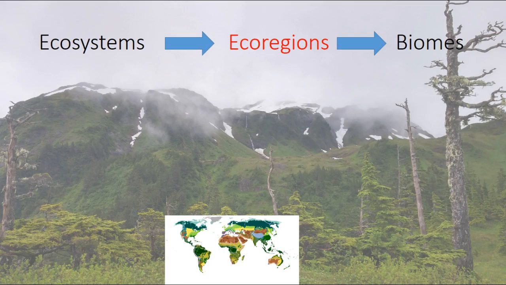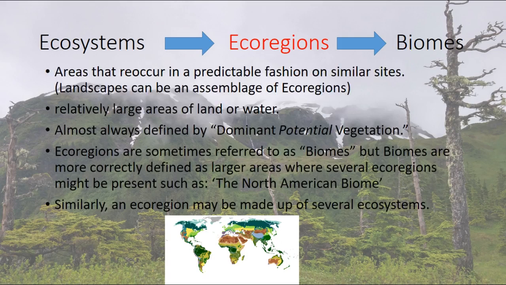Okay, and so we've been talking about ecosystems. Now I want to broaden out and introduce you to a term called ecoregions and how that relates to a term that we'll refer to as biomes. So remember that an ecosystem is what? The abiotic and the biotic interacting in a way that sustains life. So there's a lot of words here all at once. An ecoregion then are areas of land that reoccur in a predictable fashion on similar sites. So basically they're an assemblage of ecosystems or landscapes. So they're bigger than ecosystems.